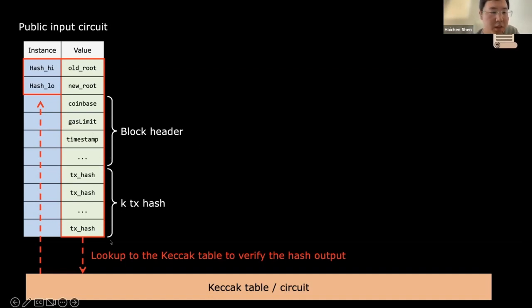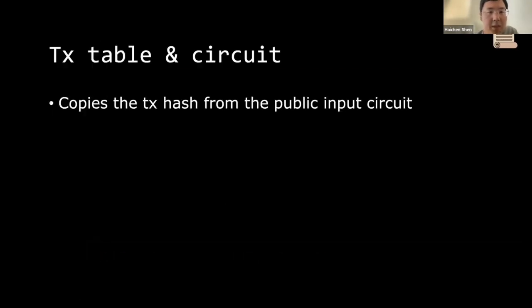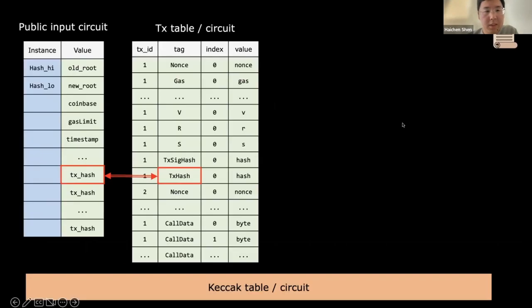But for the transaction, it's a little bit more complicated because we only include the transaction hash here. So we need to expand them into more detailed transaction data. So I'm going to have this transaction table in the circuit. The first thing to do within the transaction table is that we can copy this transaction hash from the public input circuit. So this is what a transaction table looks like.